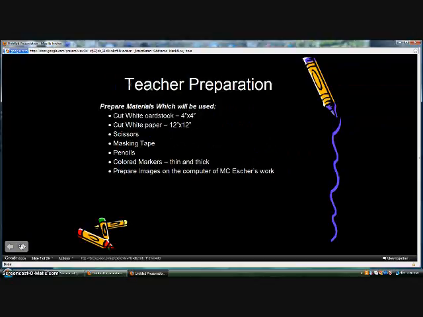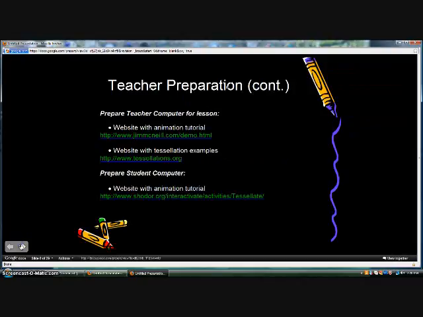In preparation for the lesson, I will be gathering the art materials which will be used. I will be cutting up a white cardstock 4 inches by 4 inches. I will cut white paper 12 inches by 12 inches. I will supply scissors, masking tape, pencils, colored markers thin and thick, and I will prepare images on the computer of M.C. Escher's work. I will be preparing the websites for my lesson, which will be displayed on the projector, and I will also be preparing the student computers for 5-minute interactive website lessons.